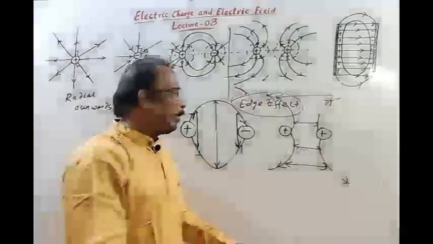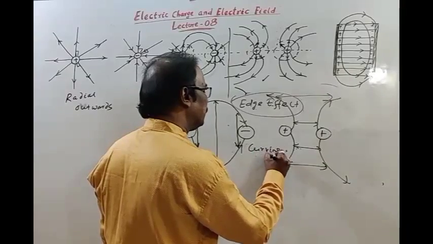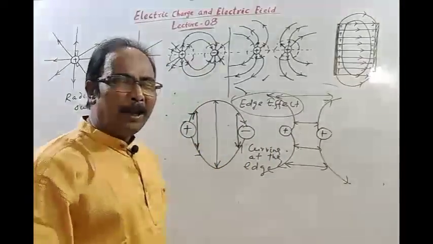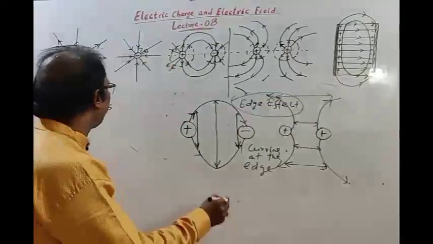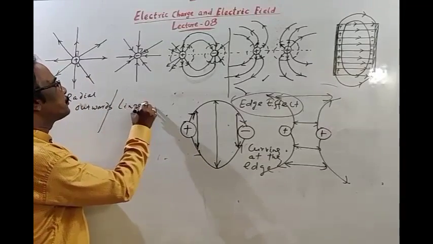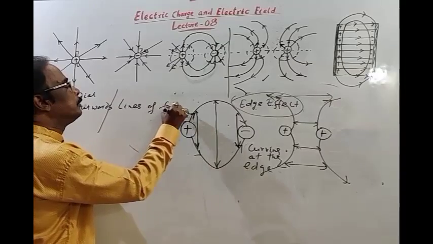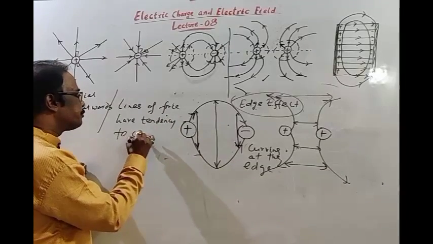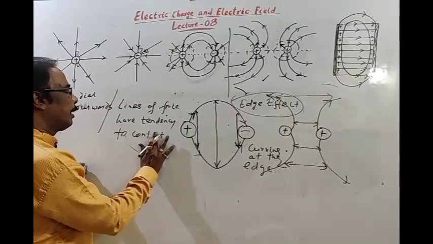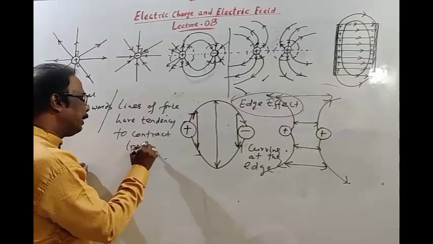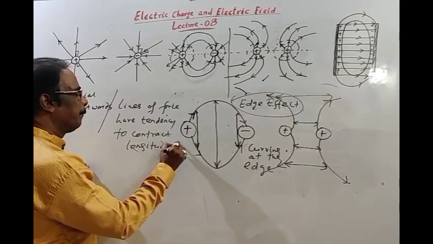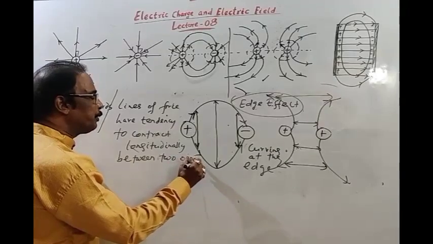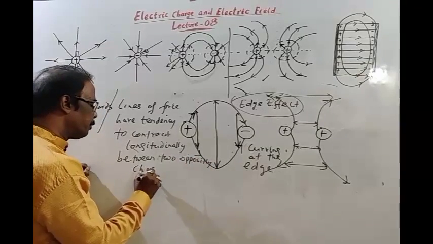Curving at the edge is called the edge effect. Lines of force, or electric field lines, have a tendency to contract longitudinally between two oppositely charged bodies.